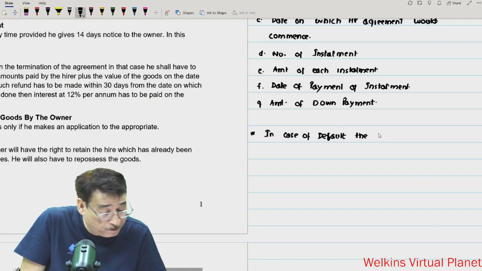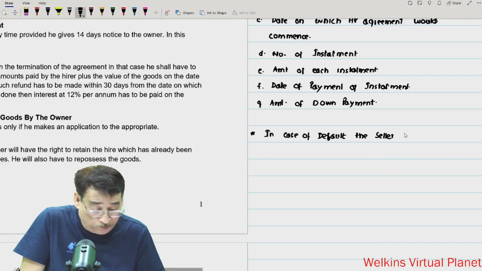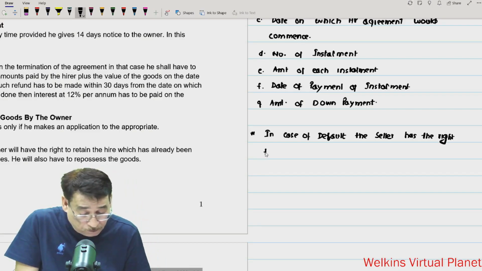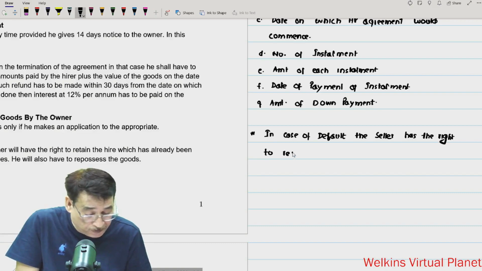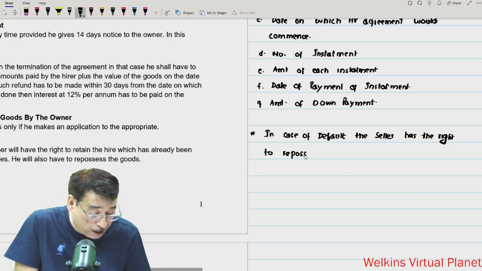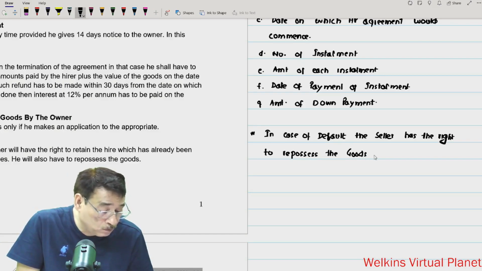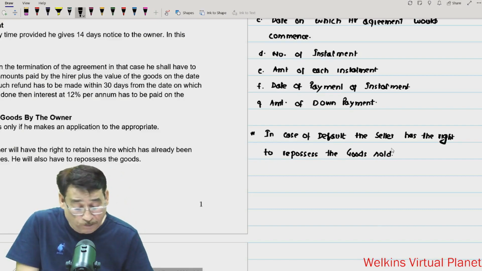vendor means the seller. I will write seller. The seller has the right to repossess, means to reacquire, to repossess the goods sold. Repossess the goods sold. Is it clear to you?